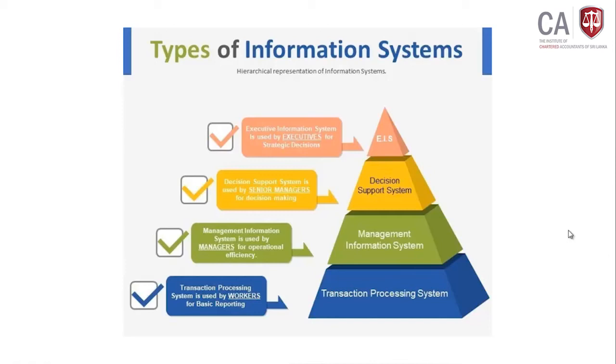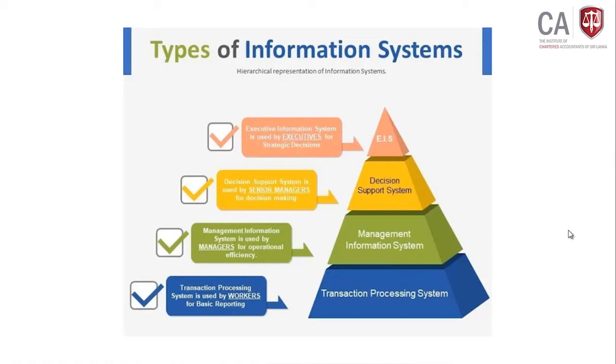Types of information system. There are information system types. What are those? Executive information system, EIS, we talked about this one. Executive people use it for strategic decisions. Decision support system is used by senior management. There are 4 levels now, right? In the information system, there are 4 levels. Earlier in management, we talked about 3 levels. Now it is 4 levels system-wise.